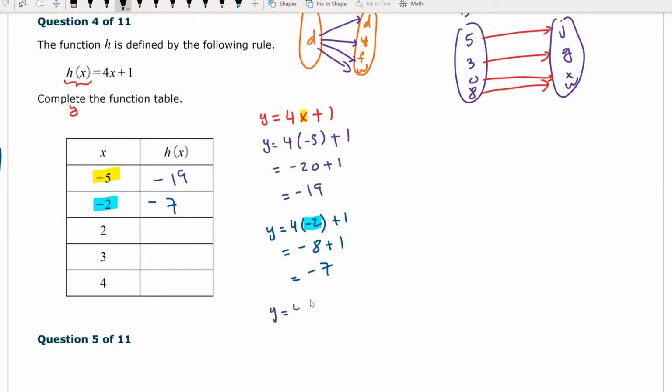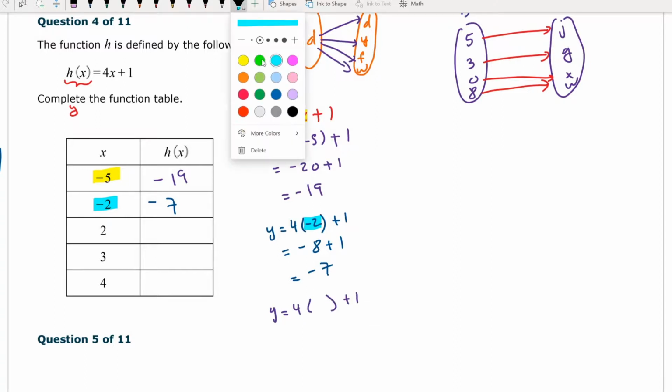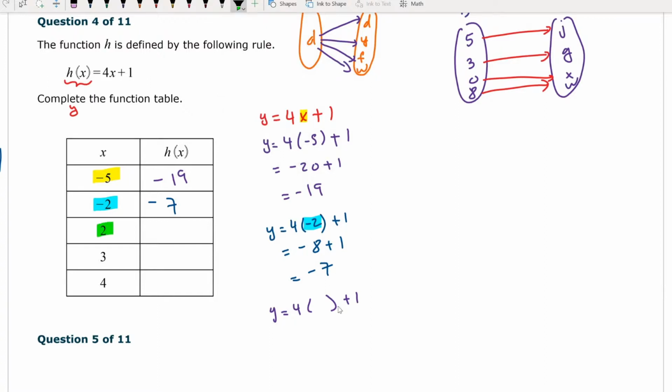Y equals 4x plus 1. Instead of plugging in -2, now we will plug in 2. That is the next value. Plug in 2. So 4 times 2 is 8, plus 1, that will give you 9. So 2, 9.